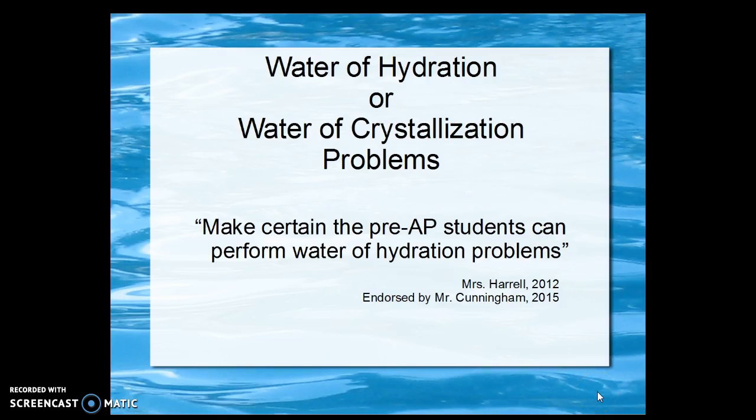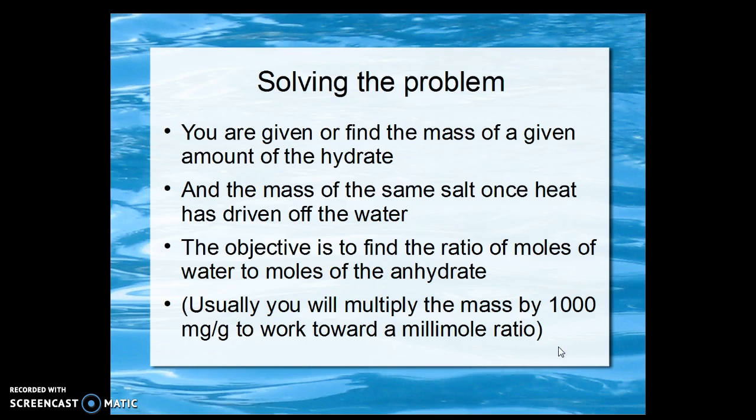Let's go over what's called either water of hydration or water of crystallization problems. This is because frequently problems like this are on the AP test, and actually this is kind of an entry point to stoichiometry. Hopefully you have done an experiment in which you have dehydrated a hydrated crystal. That is, you've driven the water off. And here's what the problems look like.